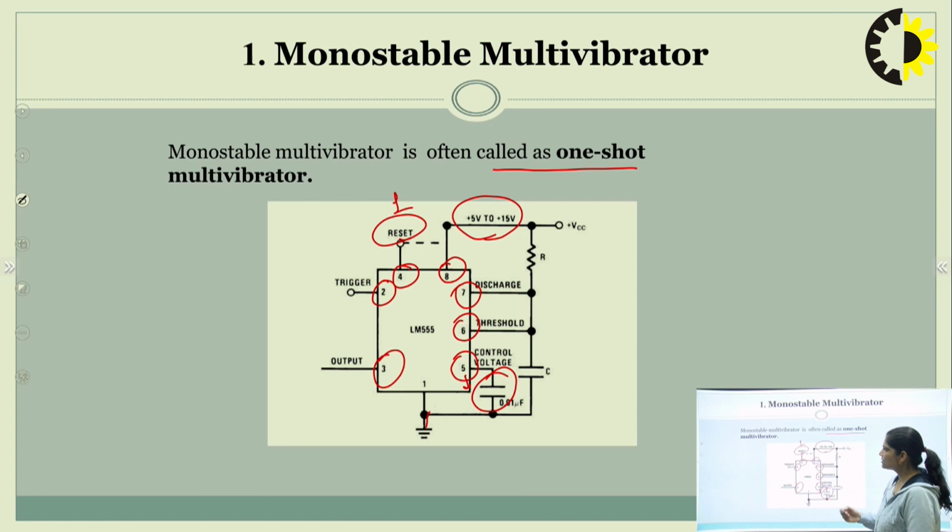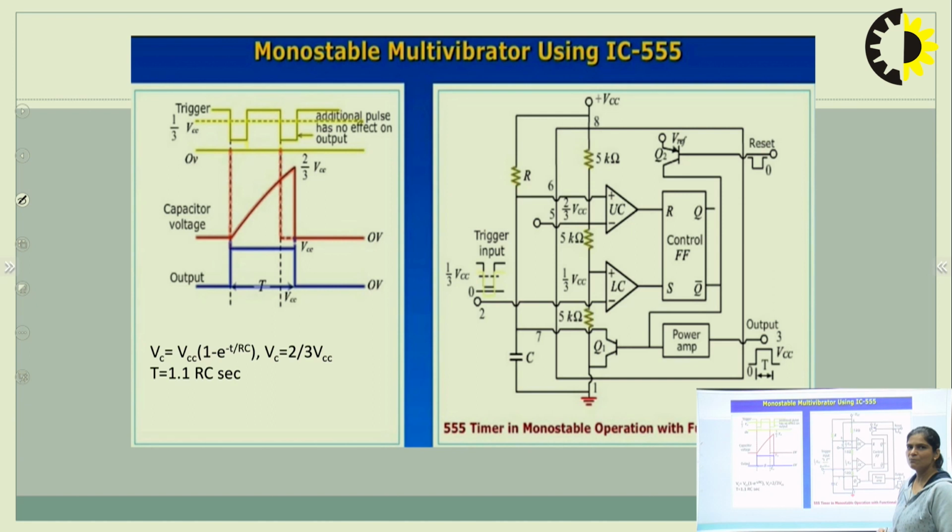This is the same as the functional diagram of the 555 timer IC. The difference is that you have to connect a resistor between VCC and the discharge pin, and a capacitor between threshold and ground. So the difference is that you are connecting R and C. Now this is the functional block diagram of the monostable 555 timer IC.